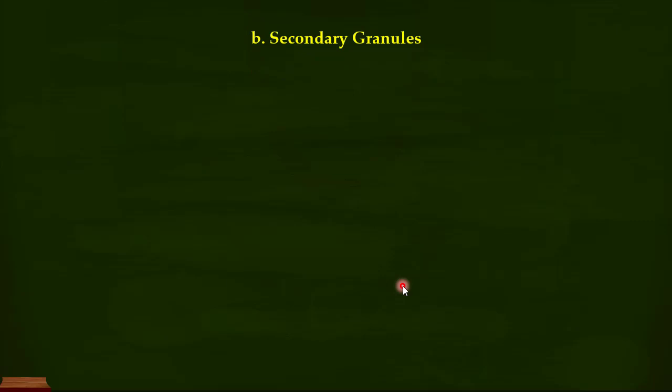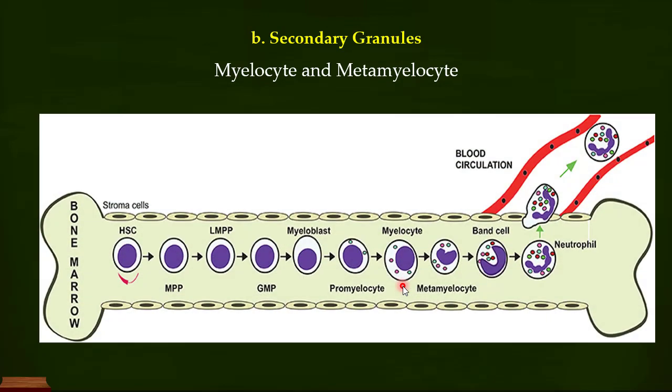Now, if you remember, I've told you in my previous videos that during the process of granulopoiesis, the granules are made when the neutrophils move from one stage to another. And these secondary granules are usually made when the neutrophils move from the myelocyte stage to the metamyelocyte stage. We discussed this image in great detail in my last videos, and I'll share the link in the description. So the secondary granules are usually made when the neutrophils move from the myelocyte to the metamyelocyte. Now, what is present in these secondary granules?